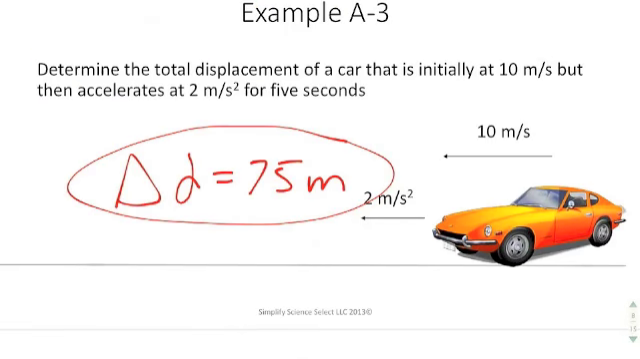You should be able to do example A3, and you should be able to do it entirely on your own, and you should be able to get the answer delta D equals 75 meters. You should be able to work through the equation, pick out the given, and plug it in, and you should be able to do that on any sort of quiz that your teacher will have for you in class.